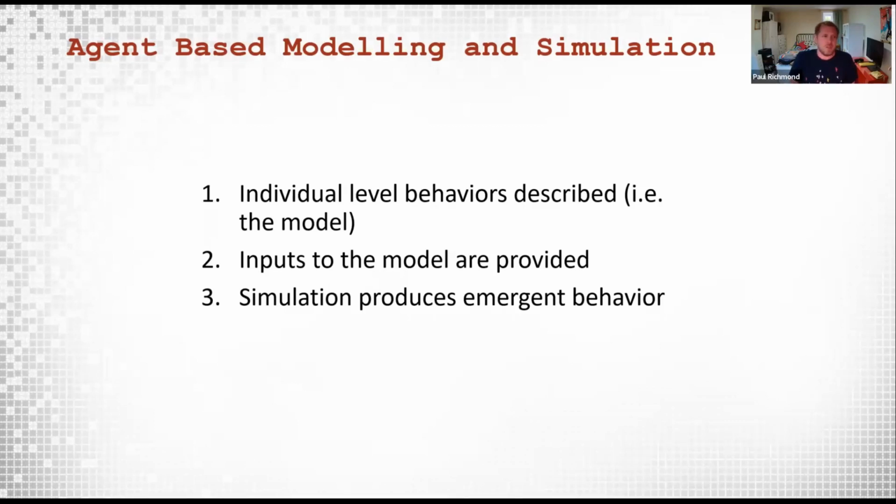So you express the behavior of the individuals within the system, but you don't describe the system level behavior. You provide inputs to the model, whether that be the initial conditions of the individuals, perhaps the environment, perhaps some environmental constraints, and then you simulate all of those individuals. Importantly, you simulate the interactions between them, and what happens is it produces nice, beautiful, emergent behavior.